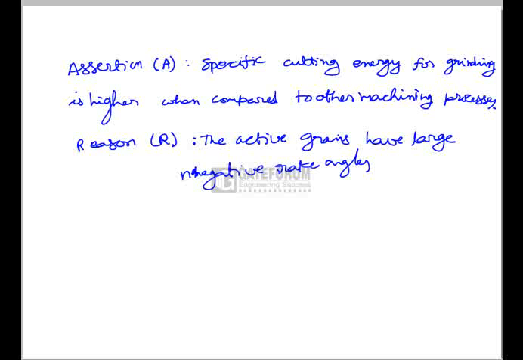So that's why it requires more cutting energy. So specific cutting energy for a grinding wheel is higher when compared to other machining processes because it has active grains and they have large negative rake angles. So here both A and R are correct, and R is the correct explanation for A. So here the correct answer is A. A is the right answer.